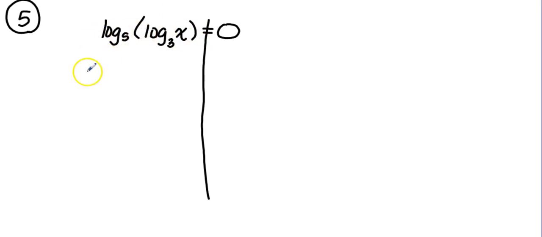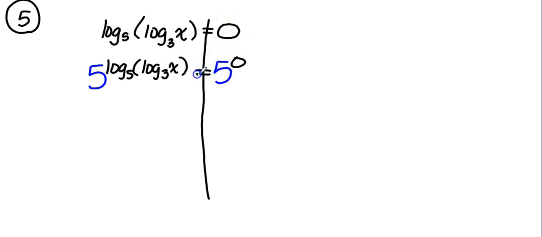I do know in my toolbox that to get rid of log base 5, I can raise both sides to base 5. So I'm going to do that. What I do to one side, I have to do to the other. So this will be 5 to the 0. 5 and log base 5 cancel, leaving behind log base 3 of x equals 5 to the 0, which is 1.